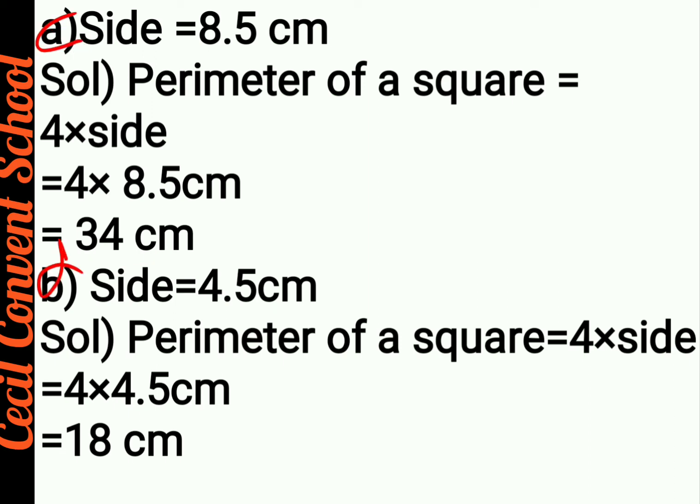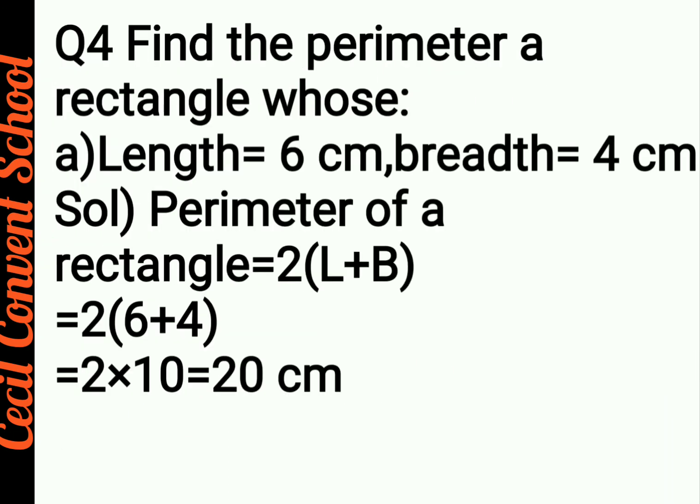It's D part. A and B are already done for you. Now I am doing D part. Side is 4.5 centimeter. Perimeter of a square is 4 into side. So side is given how much? 4.5 centimeter. You put the value and then multiply them. When you multiply it, answer comes 18 centimeter. Clear? Now we do question 4.